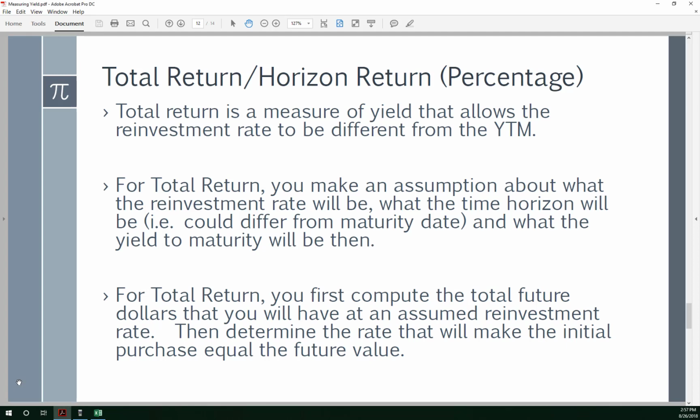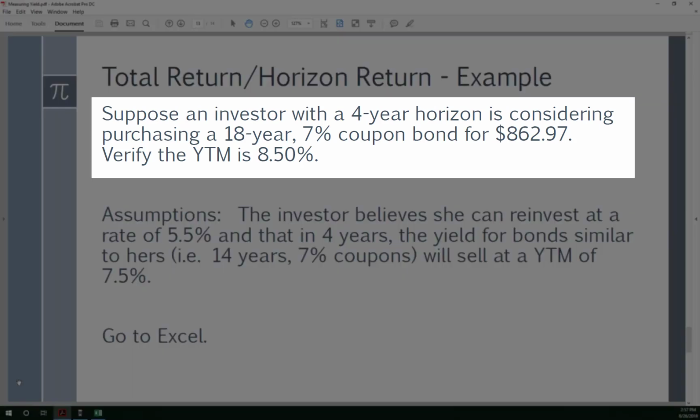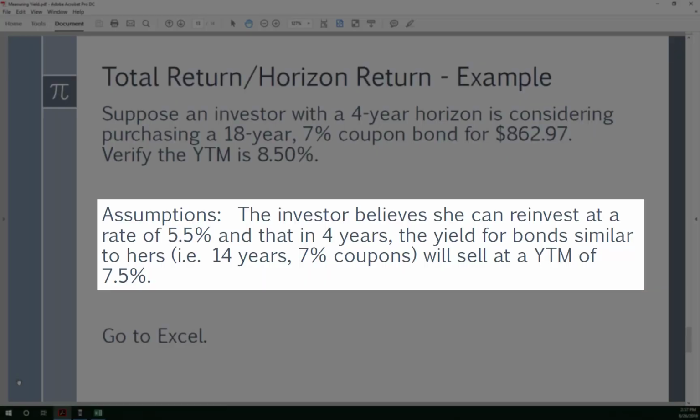So let's go to the next slide here and consider an investor with a 4-year horizon. They're looking at a bond that has 18 years to maturity, a 7% coupon. It's trading for $862.97. First thing, we're going to verify that the yield of maturity is 8.5%. And then we want to use some of these assumptions down here. We believe that the investor can reinvest at a rate of 5.5%, and that in 4 years the bonds will sell at a yield of maturity of 7.5%.